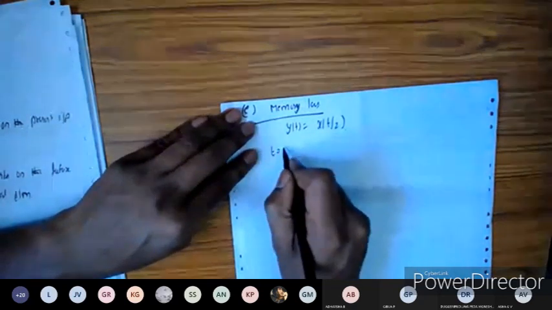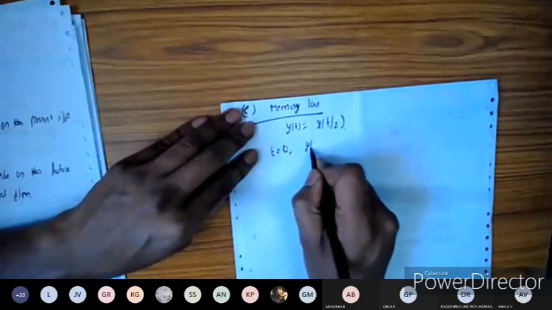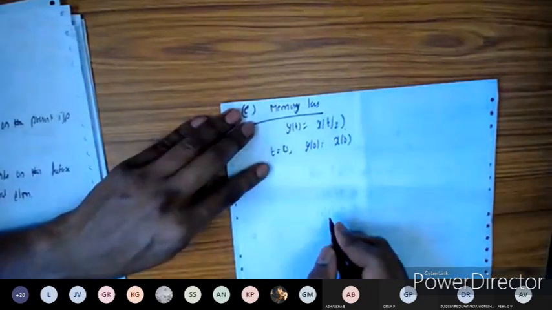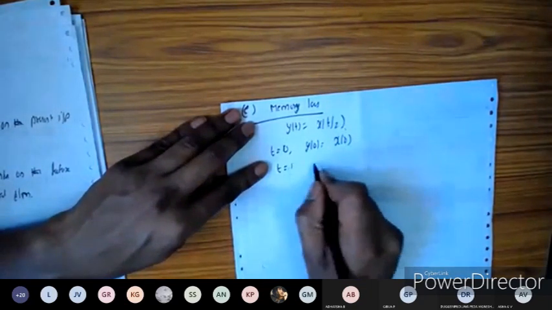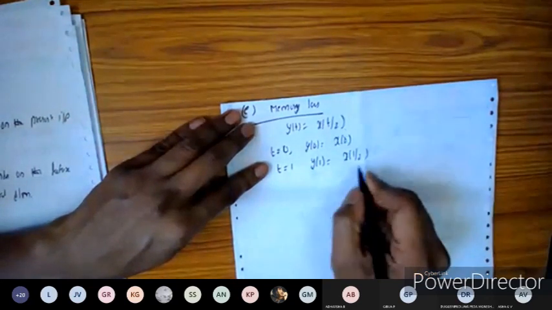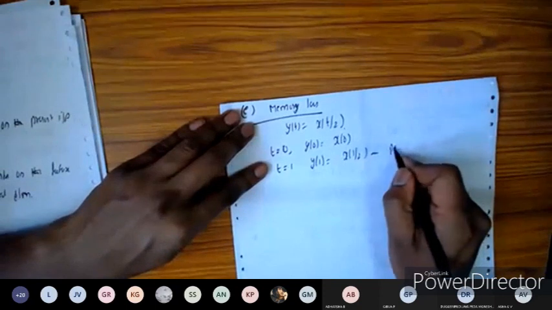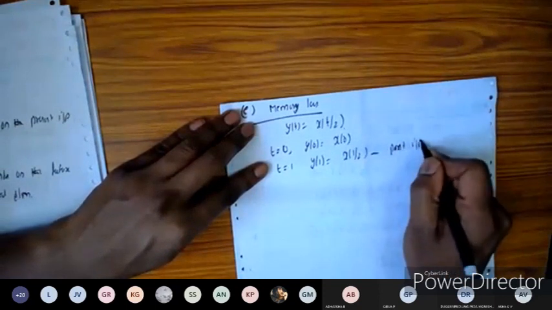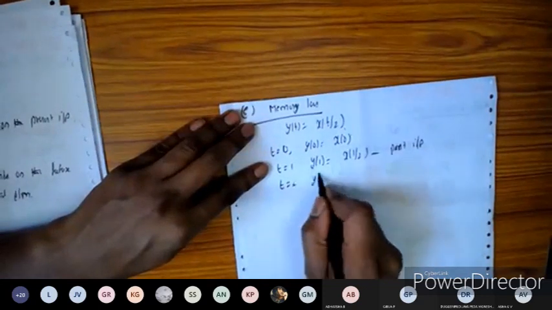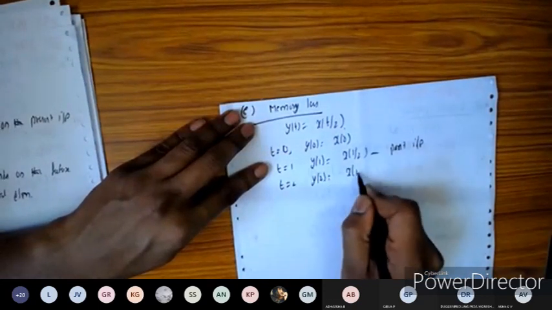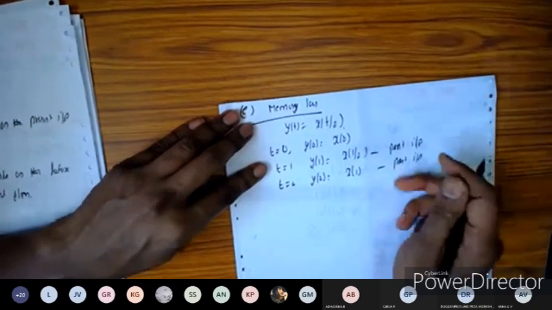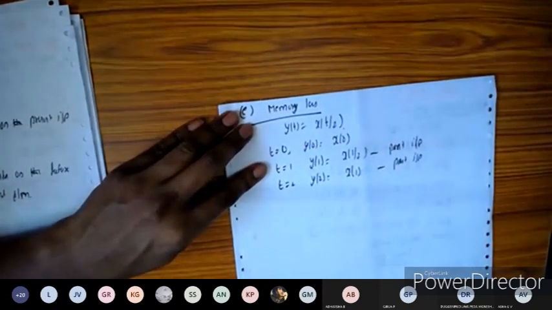If I substitute t is equal to 0, y of 0 will become x of 0, so for 0 it is okay. Let us take another time instant, t is equal to 1. So y of 1 is equal to x of 1 by 2, which is a past input here. Similarly, if I substitute t is equal to 2, y of 2 is nothing but x of 1. This is also a past input.